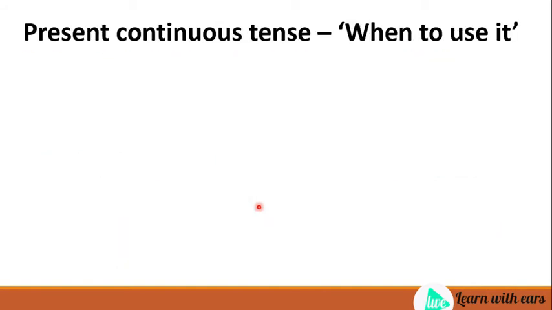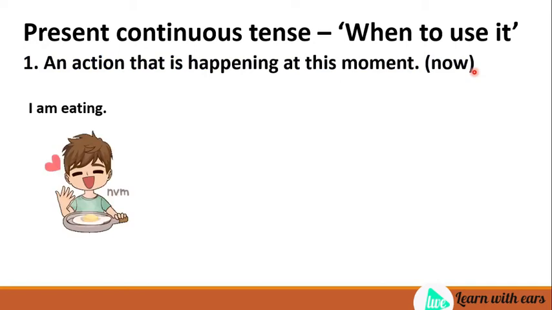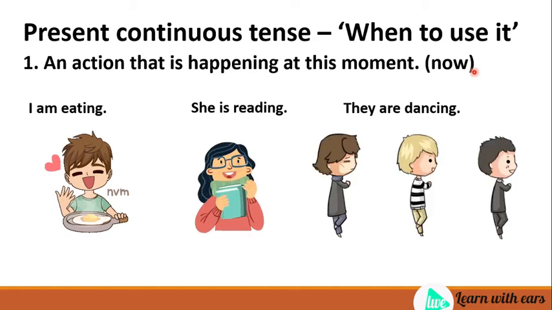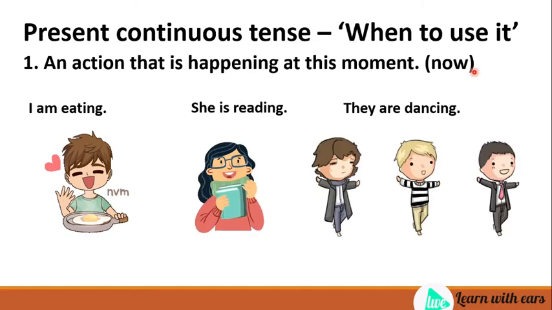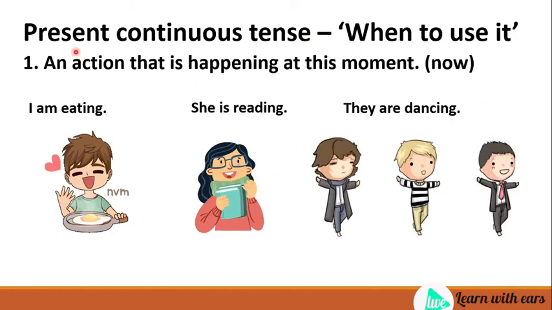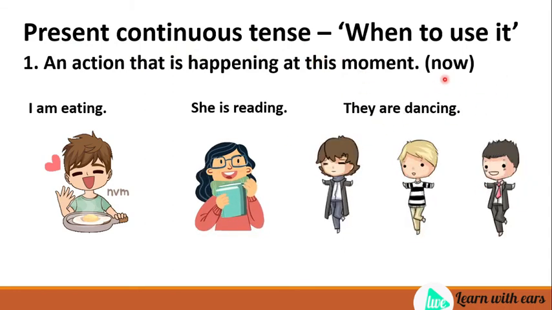Now let's move and learn when to use it. Okay, see the first use. An action that is happening at this moment, now. Okay, for example, I am eating now. She's reading now. They are dancing, at this moment they are dancing. Okay, so if we have same situation, we use present continuous tense, something which is happening now.